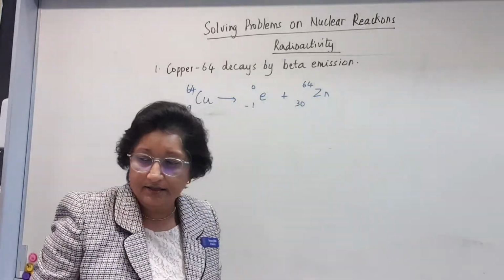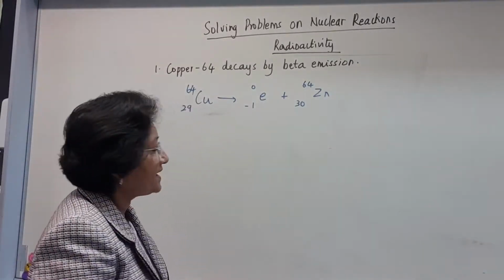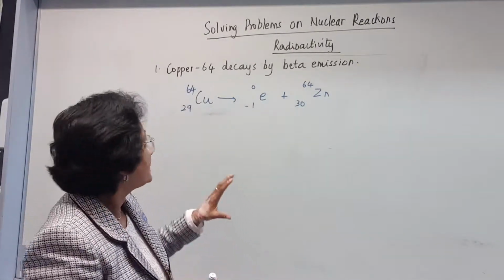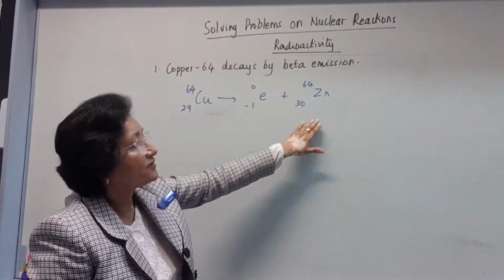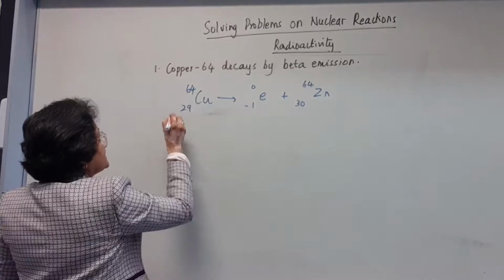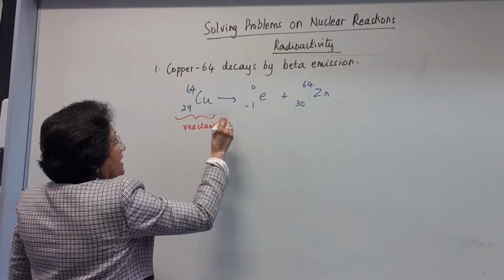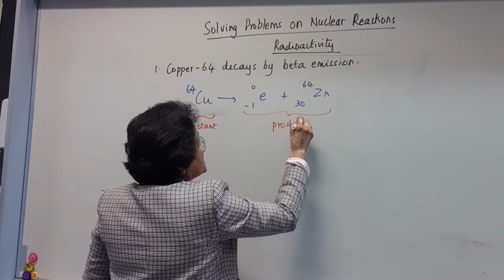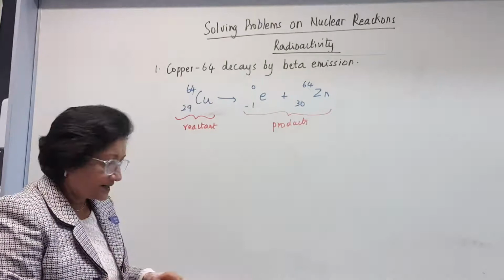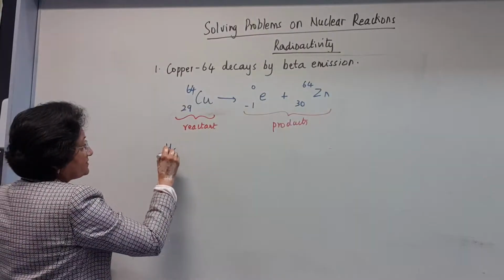So that's the nuclear equation, and the new product formed is zinc, so copper becomes zinc with the emission of a beta particle. Now, in order to find the mass defect, the mass defect is the mass of the reactants minus the mass of the products. The reactant is copper, and the products, there are two of them: a beta particle and the zinc. So then I look at my table again.